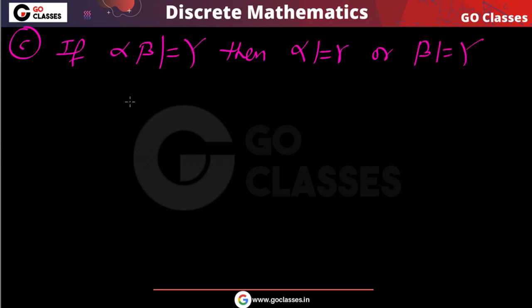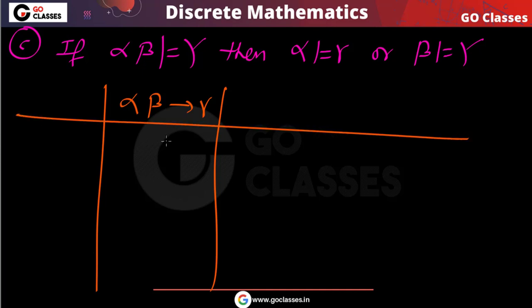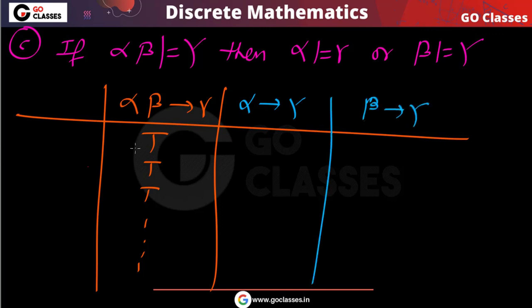Again, I will try to make this false. Already it is given that alpha and beta implies gamma. This is already given to you as a tautology. Now this is saying that then alpha implies gamma or beta implies gamma, so either this is tautology or this is tautology. Now I will try to make this false, and I will also try to make this false. Can I do that? Let me check.